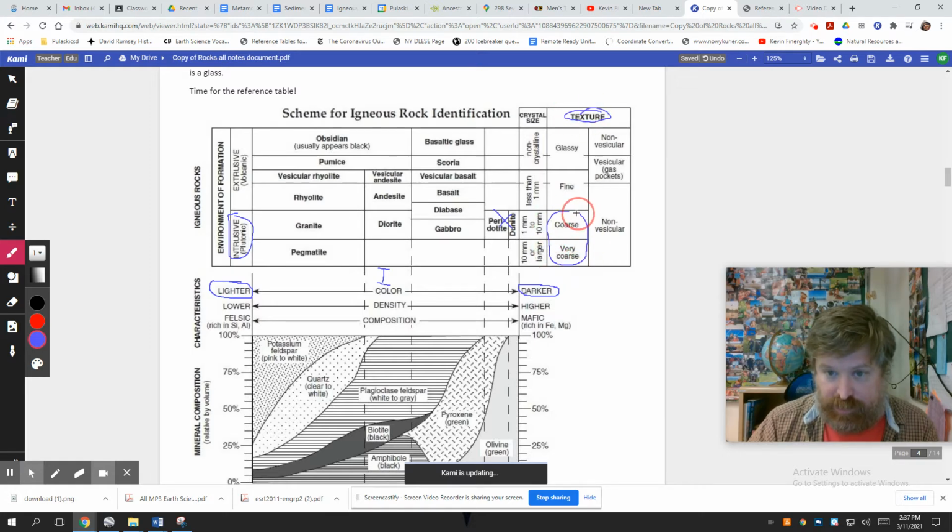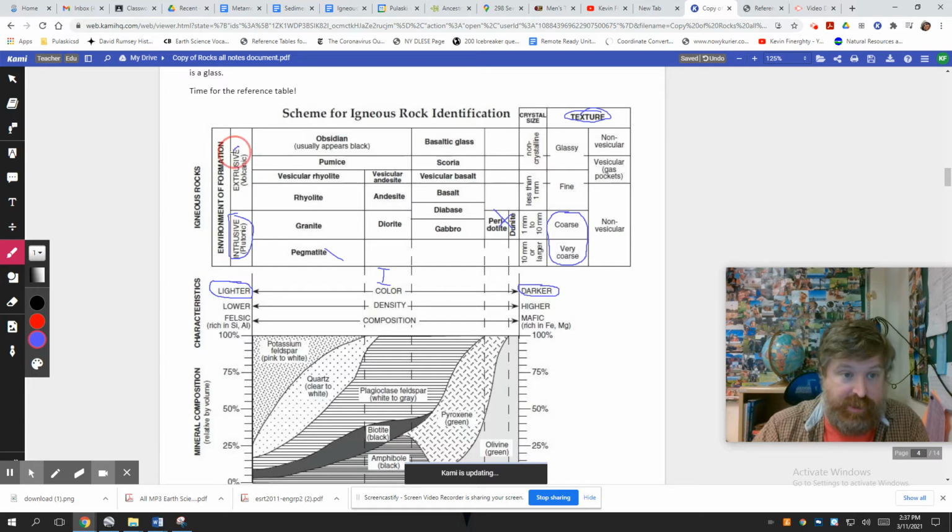Very coarse ones are going to be ones that cooled for a really long time. I've got some here in the room. I did not put one in the lab because I don't think it's really fair. It's difficult to make that comparison between those two. So there won't be a pegmatite, though I've got some here. So intrusive, cooled inside, cools slowly, forms non-vesicular coarse textures. All that information's there for you.